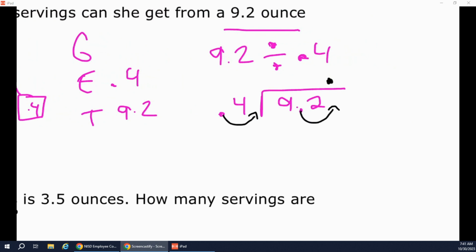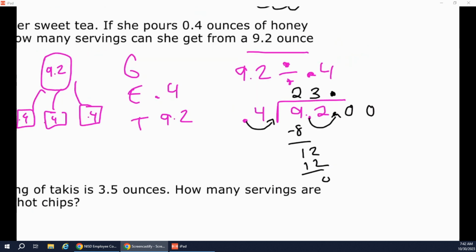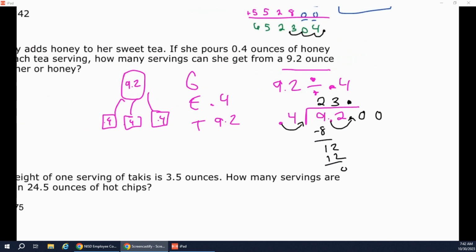I go ahead and put my decimal up in the quotient. Then I can also add zeros, whether I end up needing them or not, I don't know yet. So just doing my division here: 4 goes into 9 two times. 4 times 2 is 8, remainder of 1, bring down the 2 to make 12. And 4 goes into 12 three times. No more remainder. So my answer would be 23 servings that she can get from that one container of 9.2 ounces.